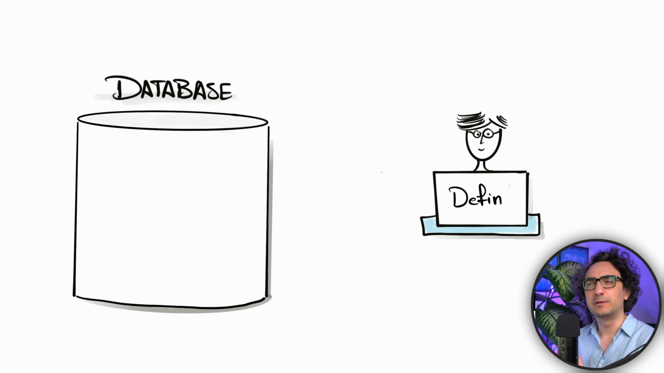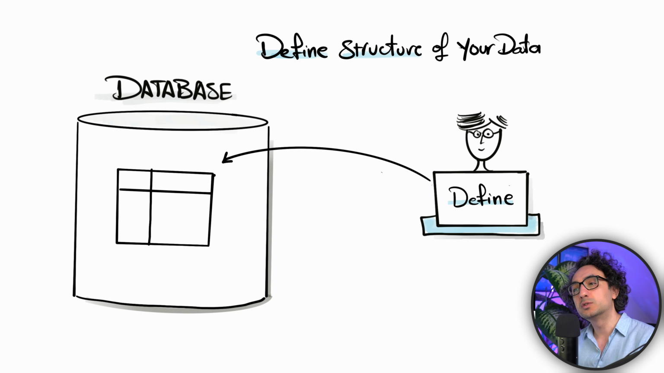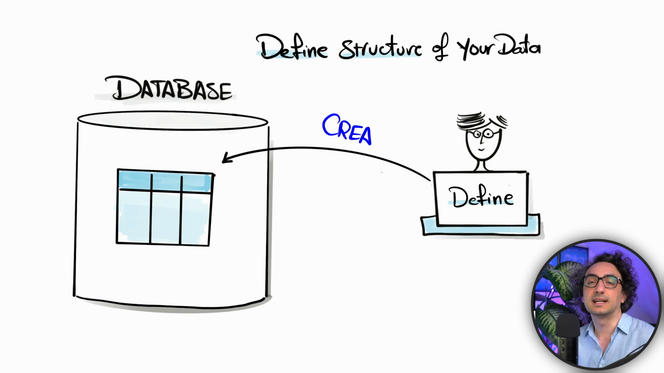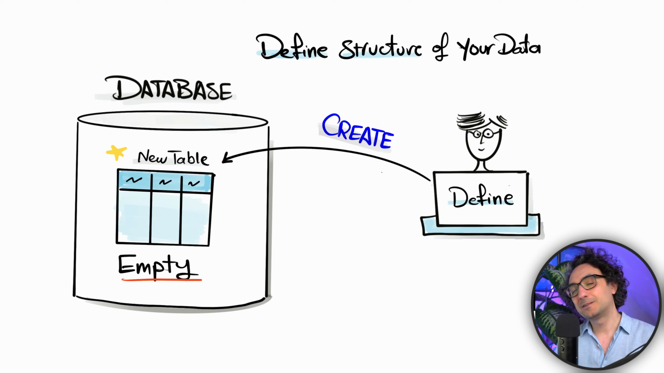Okay, so usually if you have an empty database, what you want to do is to go and define the structure of your data. So one of the first things that we usually do is we go and create new tables. So here we have a command called create, and if you use it, you can create a new object inside the database, like for example a table. So once you execute it, you're gonna get a brand new table, and usually the table is gonna be empty without any data. So it is very simple. This is what the create command does.